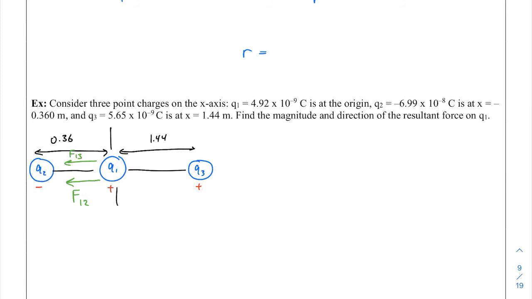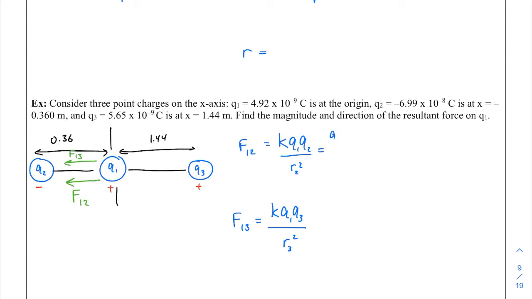Now let's figure out the magnitudes of those forces. So F12 would be k Q1 Q2 over R2 squared. And F13 would be k Q1 Q3 divided by R3 squared, and I'm going to call this R2 because it's the distance to charge 2. Okay, so that is just how you'd set it up.